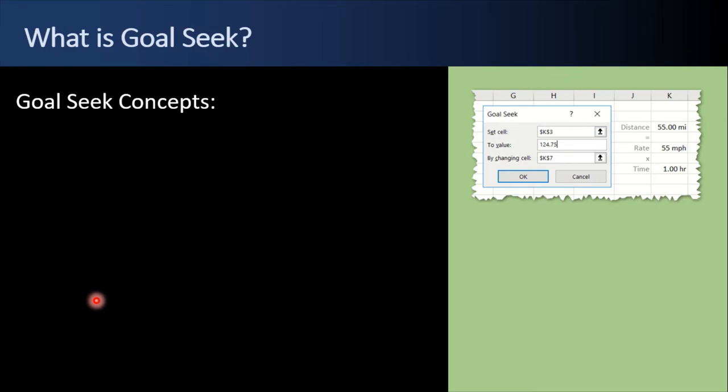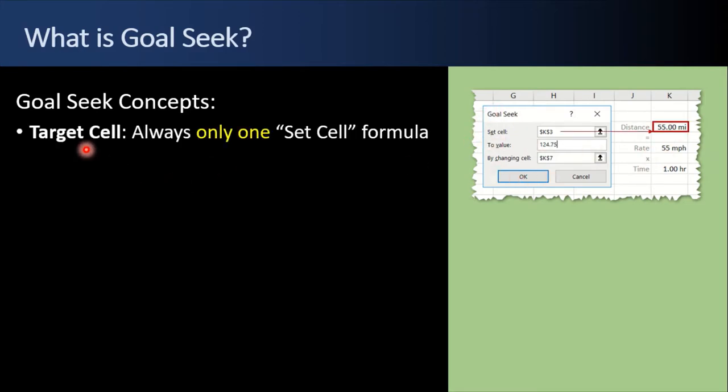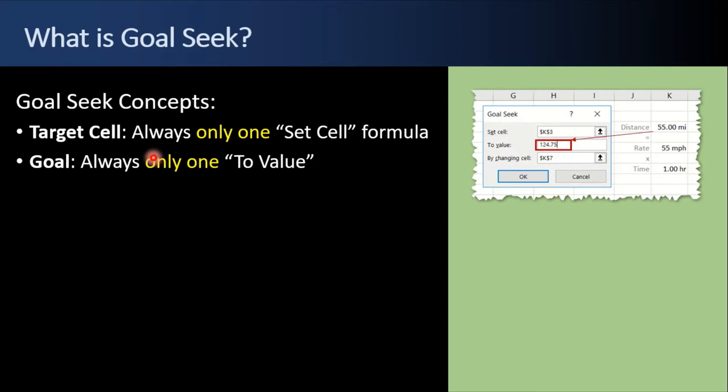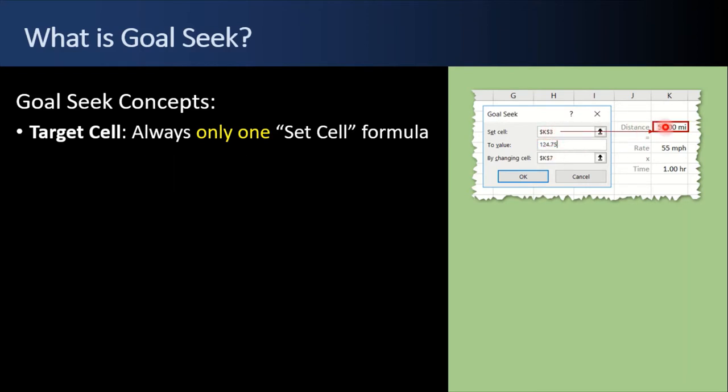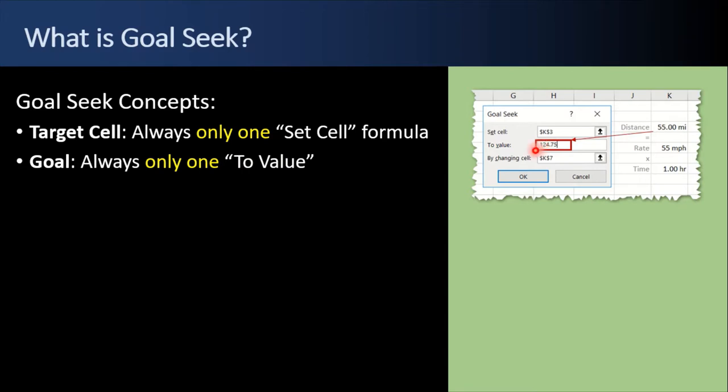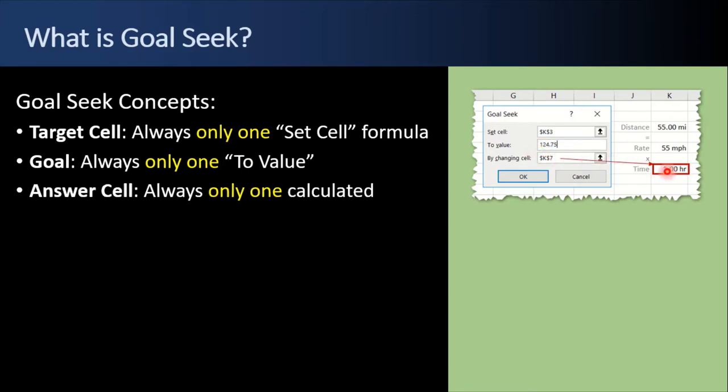So now some Goal Seek concepts. Over here, we have a sample rate times time equals distance formula, and we have Goal Seek set up. And the target cell, here in red highlight, there's always only one set cell formula. And the goal, there's always only one value. We want to set that distance to 124.75. So up here we had our set cell, one of those, to this value by changing this cell. And there's always only one that's calculated.